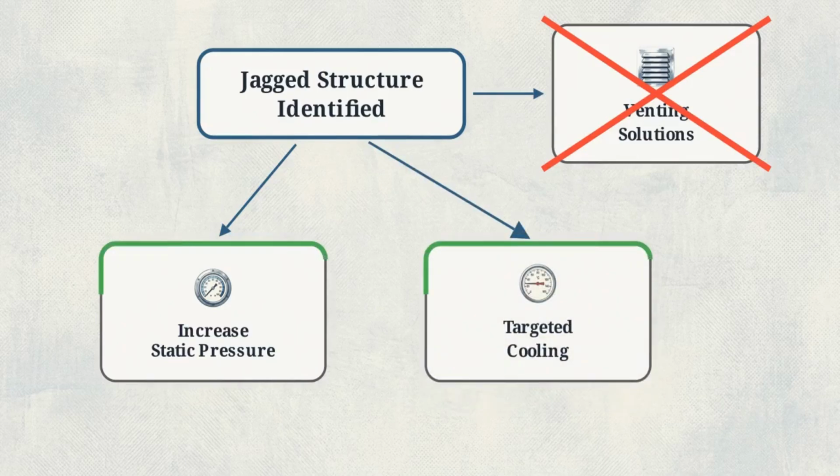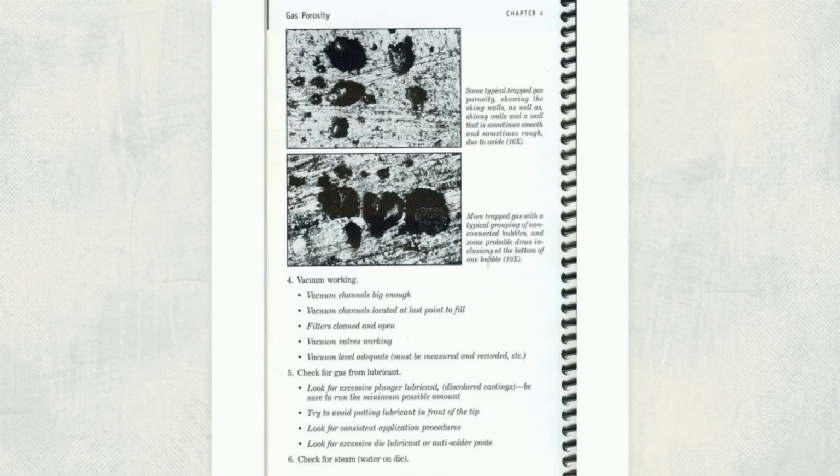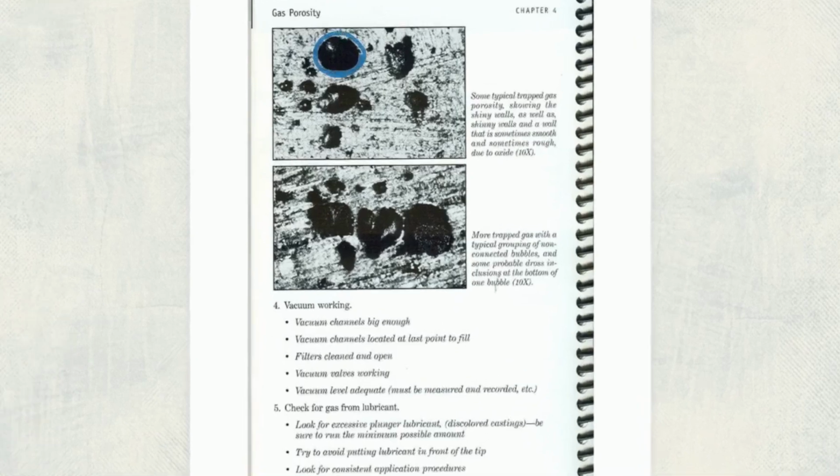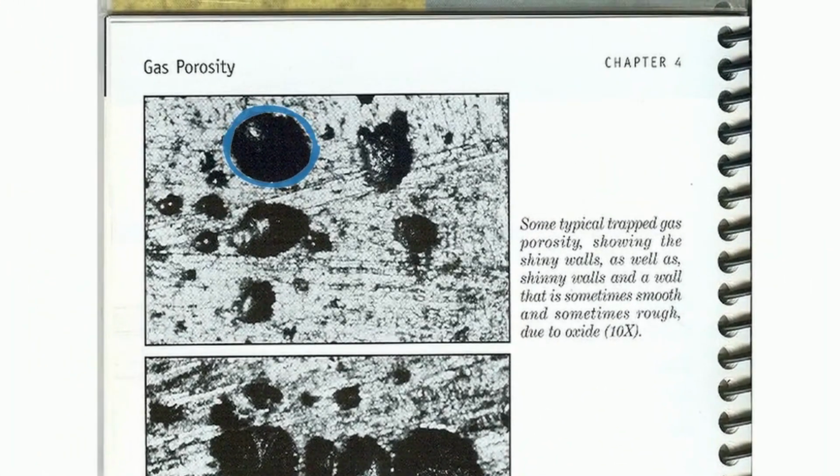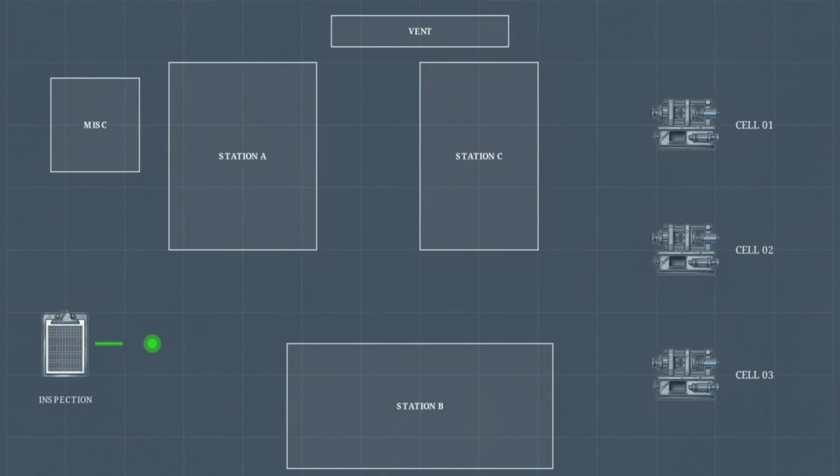Now, let's test your eye. Here are two unmarked internal voids, based strictly on the texture of their internal walls. Which defect is which? On the left, smooth walls indicate gas porosity. On the right, rough, jagged crystals indicate shrinkage porosity. Successfully identifying this specific visual difference on the floor dictates the entire direction of your troubleshooting path.